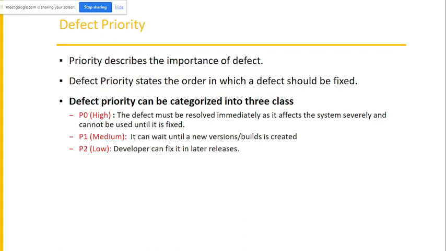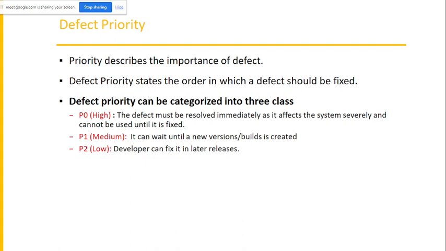So it depends on the company. A few companies call it P0, and some companies start from P1. But P0 and P1 are one and the same, high priority, Pooja. So P0, high priority. Can you read that sentence, Pooja, quickly? The defect must be resolved immediately as it affects the system severely and cannot be used until it is fixed. Much explanation is required, Pooja? No, sir.